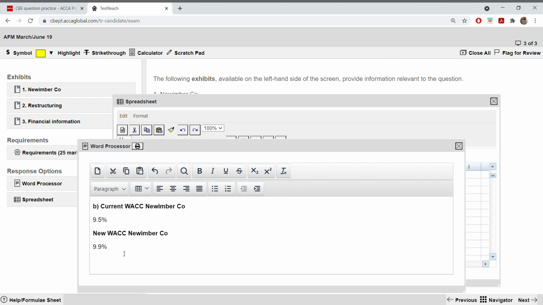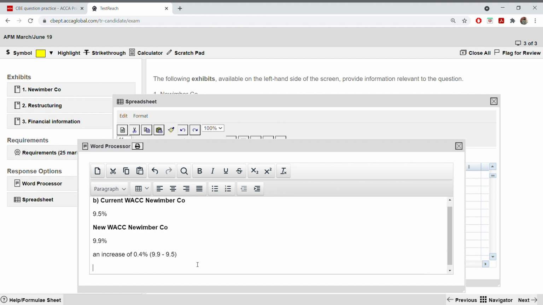You can even show the decrease. So you can even write it, an increase of 0.4%. Increase by 0.4%. You can show how that increases. 9.9 minus 9.5. So this much will be enough.